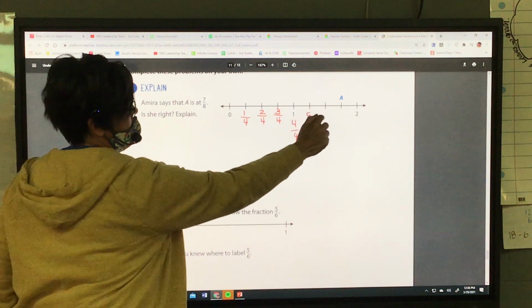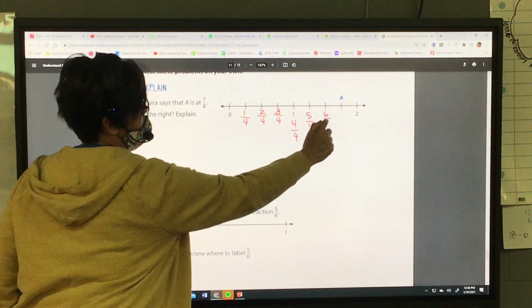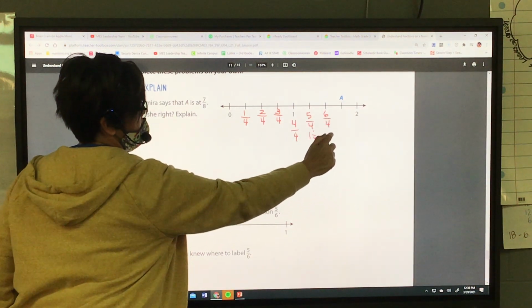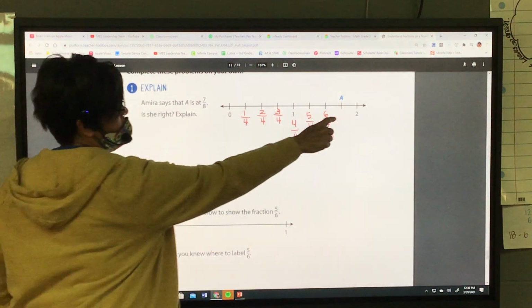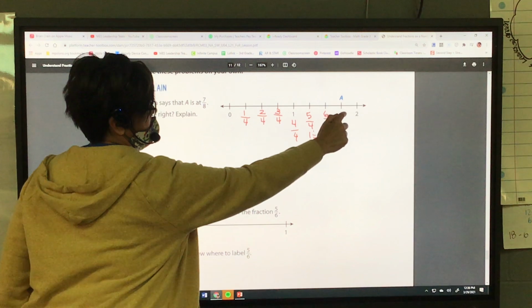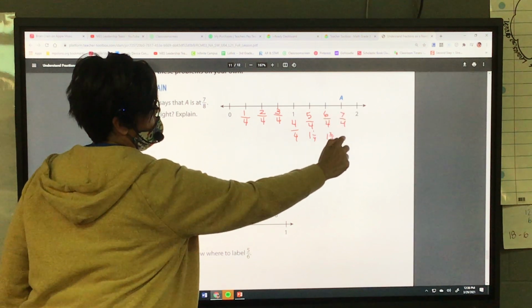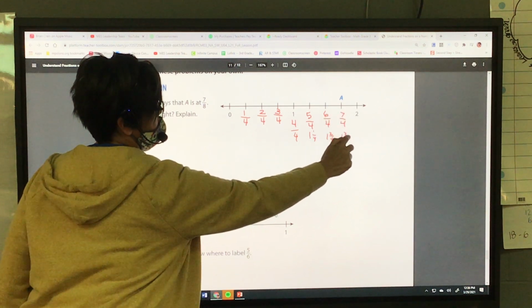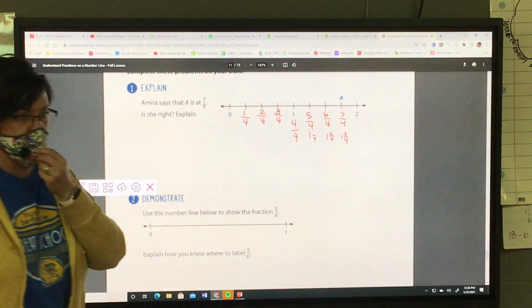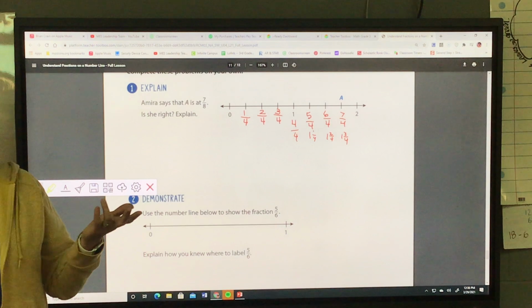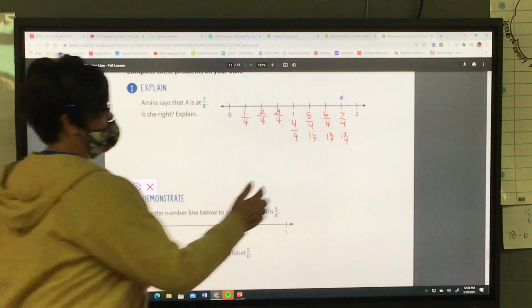What would this one be? 6/4. Or it could be 1 and 2/4. What would this next one be? 7/4. Or it could be 1 and 3/4. What's the fraction for 2? 8/4.